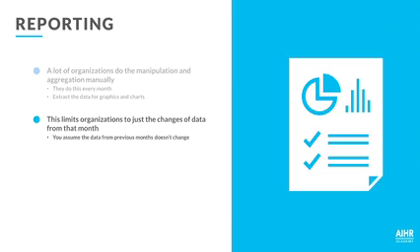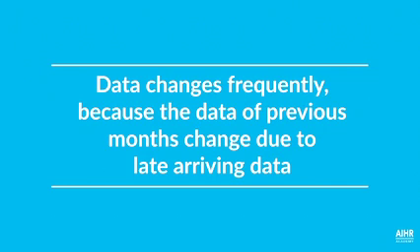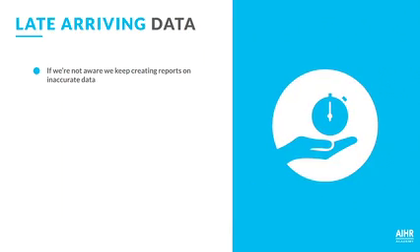This is more problematic than you might know. Whenever you handle the process manually, you are making the assumption that data from previous months, once it's extracted, doesn't change. This is often not the case. Whenever we create our export at the beginning of a new month, we create a cutoff point. And we do this every month. However, data changes frequently because the data from previous months changes due to what we call late arriving data. We call this late arriving data because it enters the system after we took that extract. If we're not aware of this data, we keep creating reports of inaccurate or incomplete data.